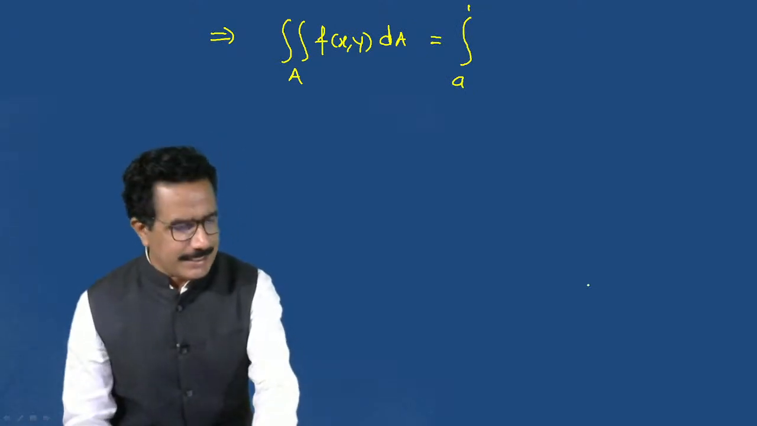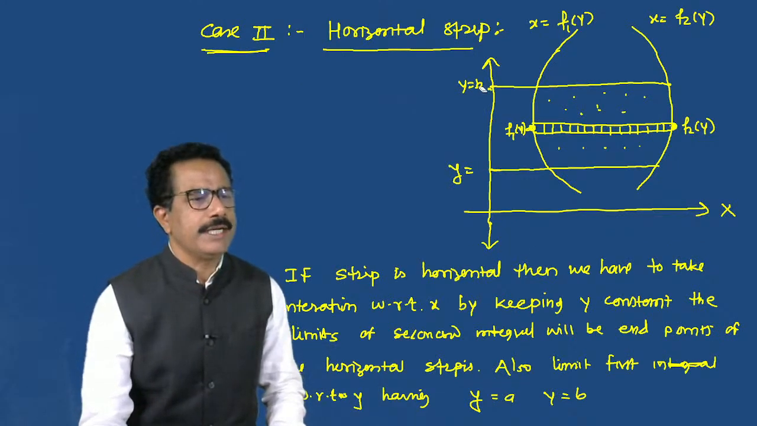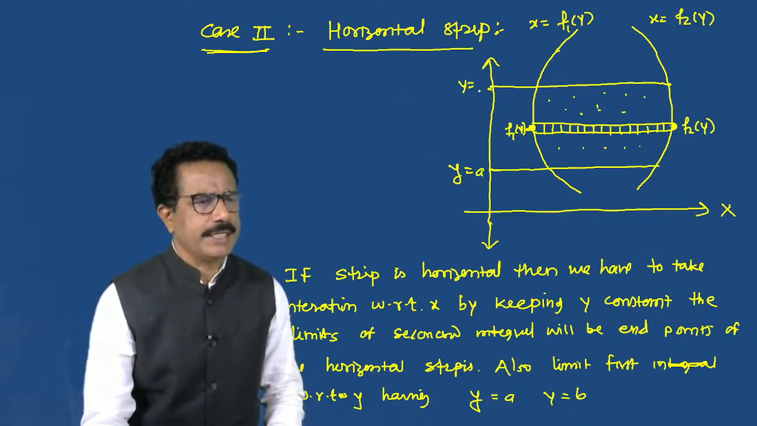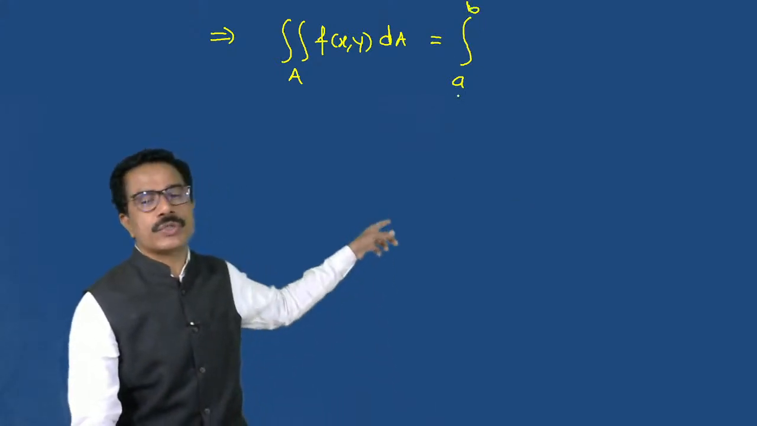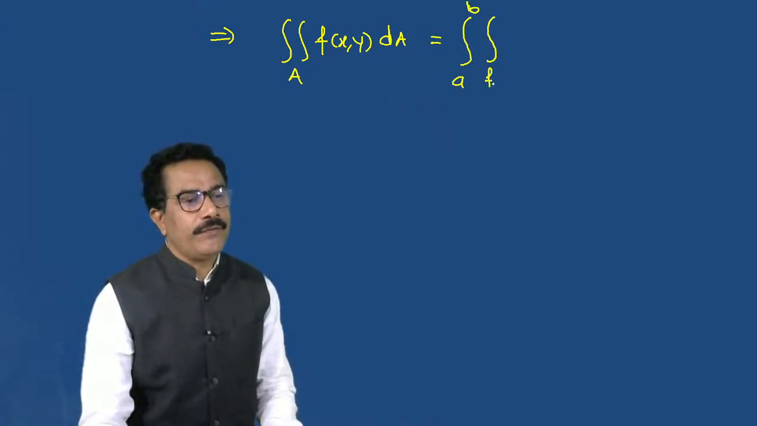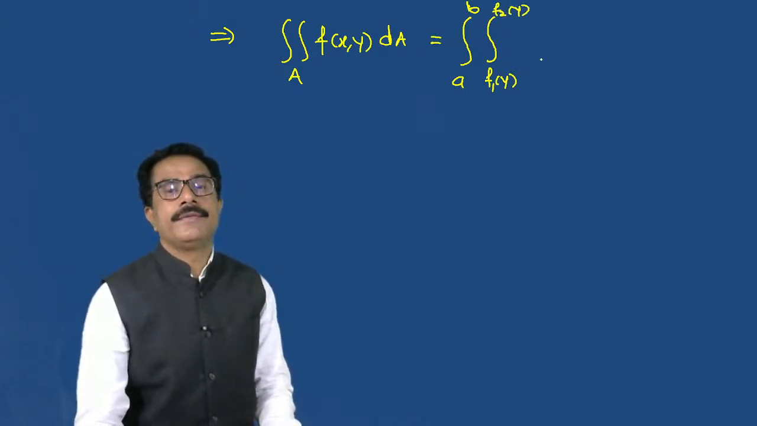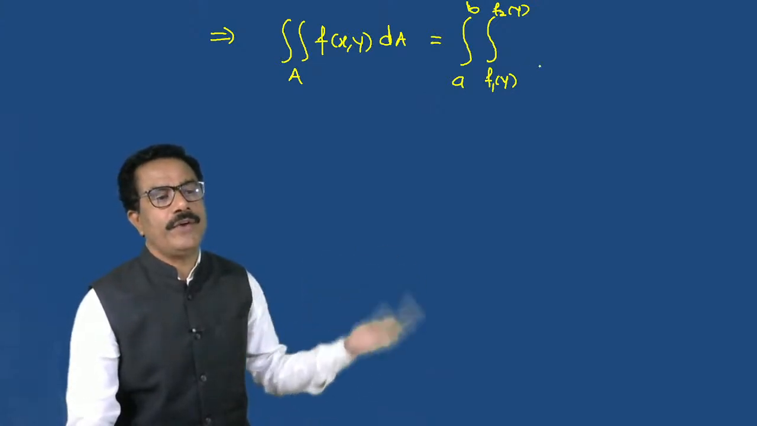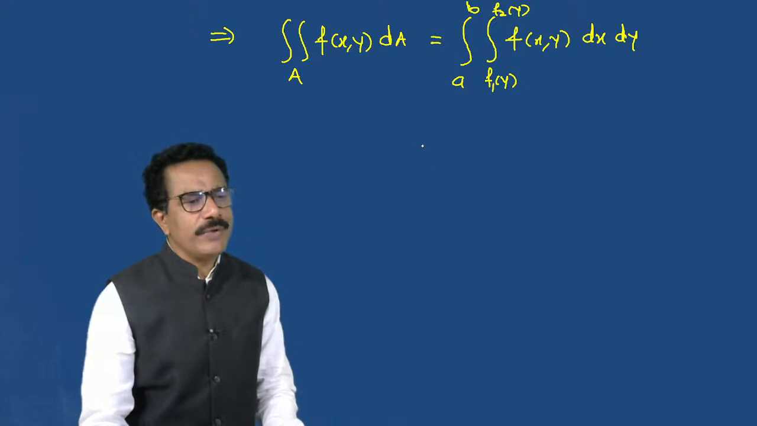To avoid confusion, instead of saying a to b, we will say c to d, so it will be easy and the difference will be noticeable. We can write this as c to d. Okay, no problem. So the limits of the first integral will be y equals a to y equals b. The limits of the second integral will be f1 of y to f2 of y, means the function in between y, which is calculated from the functions x equals f1(y) and x equals f2(y), f of x comma y dx dy. Then how can we solve this?